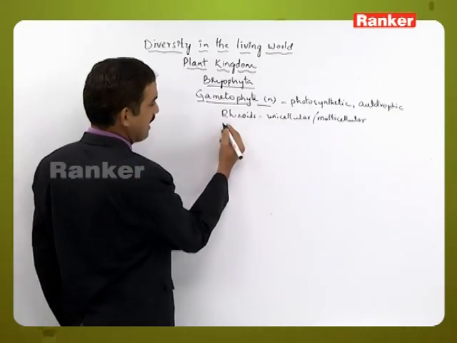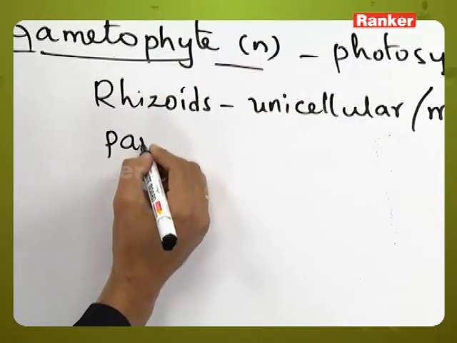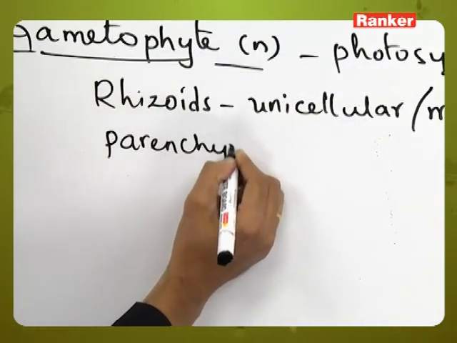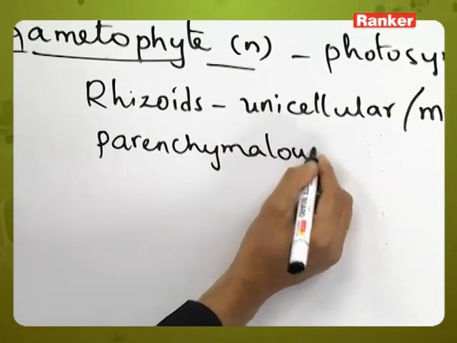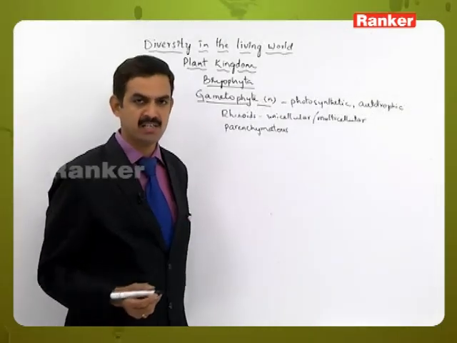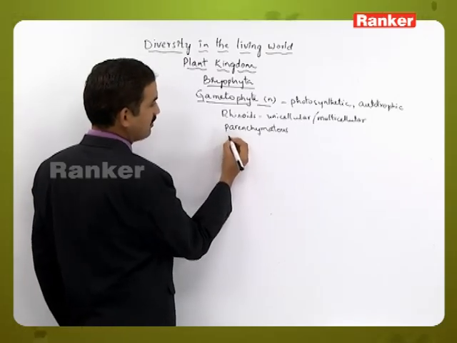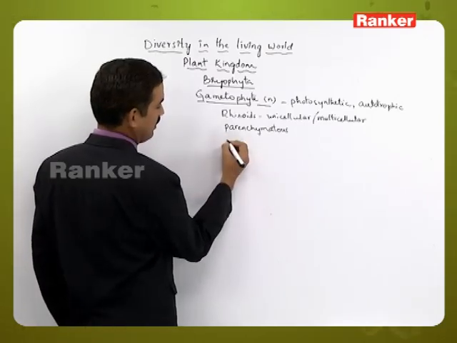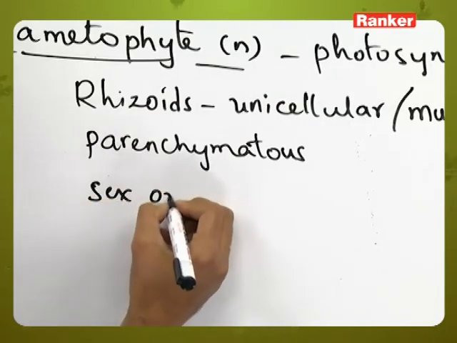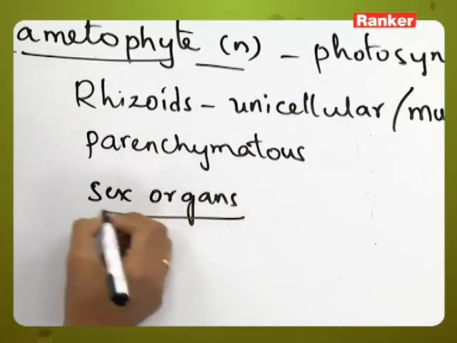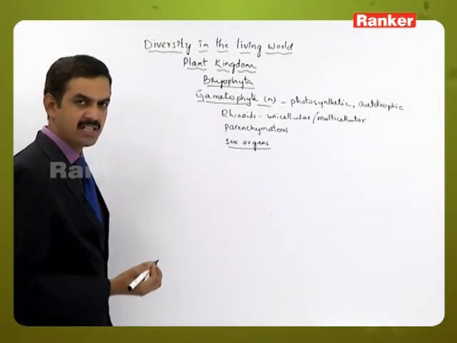Then this gametophyte is made up of only one type of tissue, that is parenchyma. So the entire plant body is parenchymatous in its nature. Then in the organization, this will produce the sex organs. Two types of sex organs are produced, one is male and the other female.